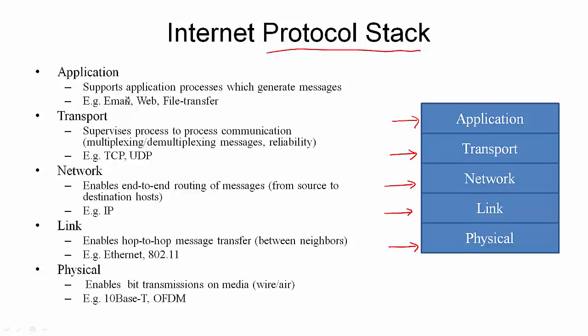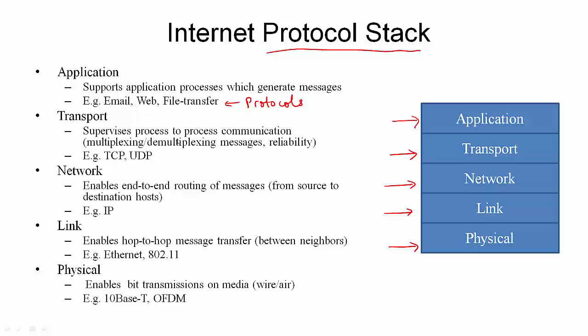The application layer supports the application processes which generate messages. And there are many protocols. So these are all the protocols that can be implemented as part of the application layer. So email will take care of your email needs, web will take care of your browsing needs, file transfer will take care of your file transfer needs. Similarly, the transport layer, remember the multiplexing, demultiplexing we talked about, that is implemented as part of the transport layer.